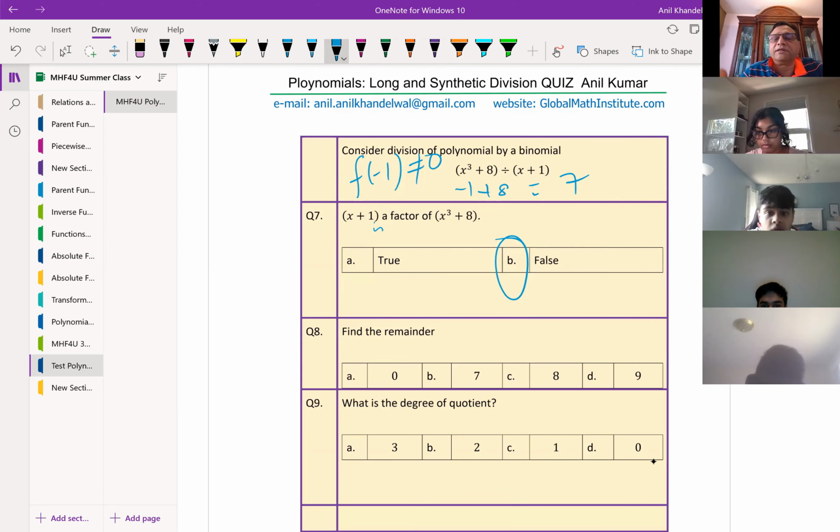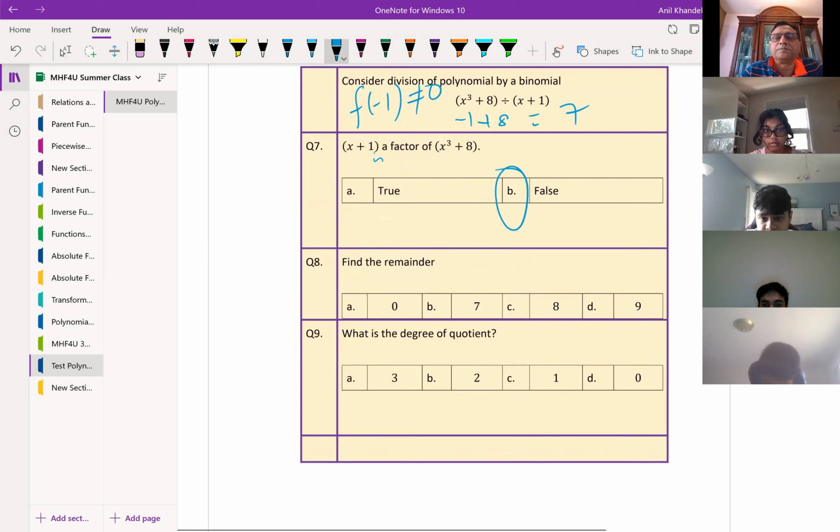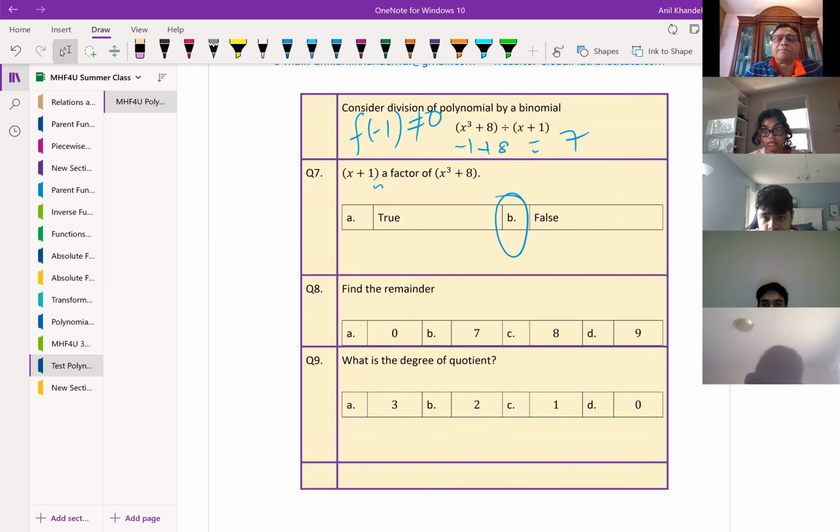8. Find the remainder. Tell me what is the remainder. It's 9. F of minus 1 is 7. So 7 becomes your remainder, correct? So you have to use the remainder theorem. Plug in minus 1. When you do minus 1 here, minus 1 cubed is minus 1. So minus 1 plus 8, correct?